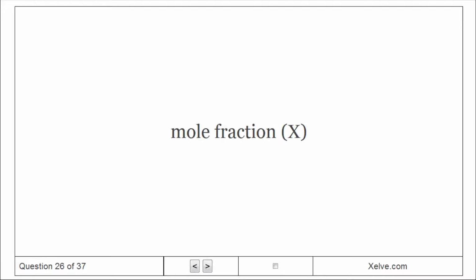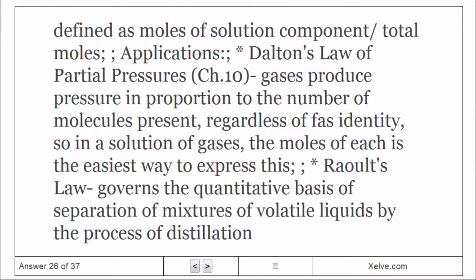Mole fraction, defined as moles of solution component over total moles. Applications: Dalton's law of partial pressures. Gases produce pressure in proportion to the number of molecules present, regardless of phase identity, so in a solution of gases, the moles of each is the easiest way to express this. Raoult's law governs the quantitative basis of separation of mixtures of volatile liquids by the process of distillation.